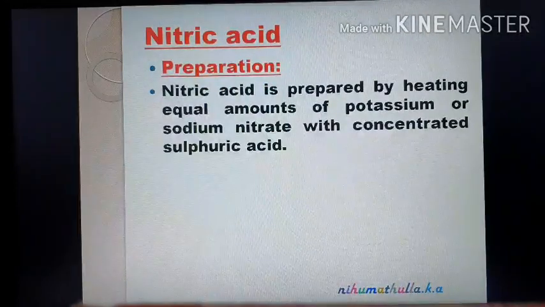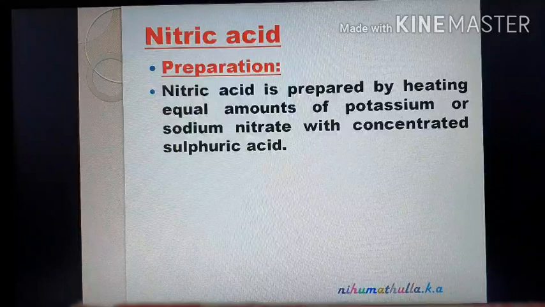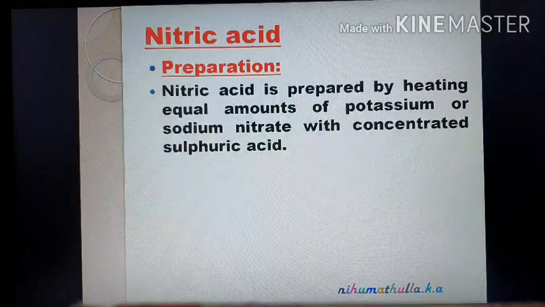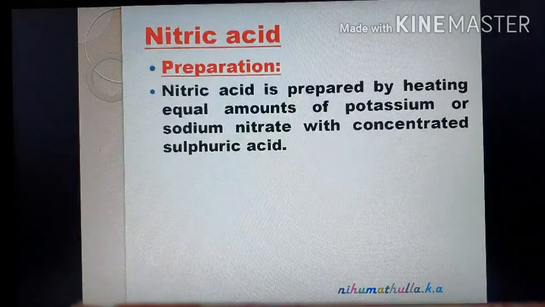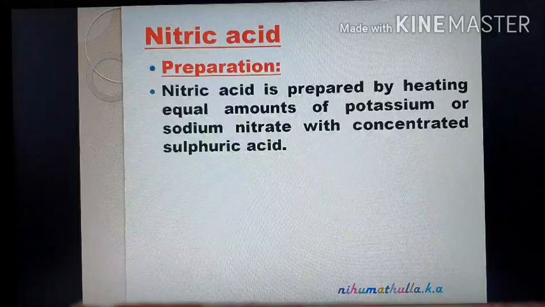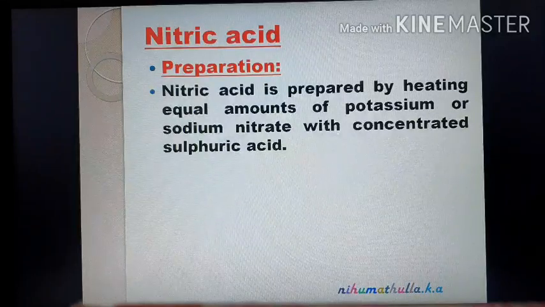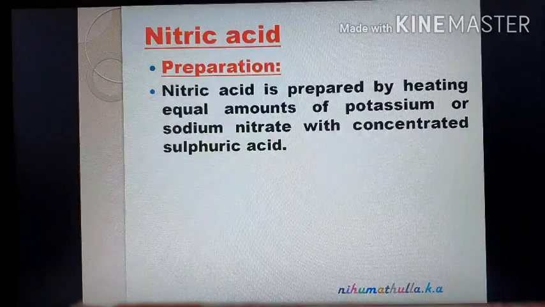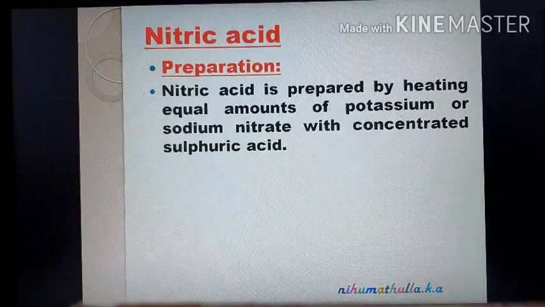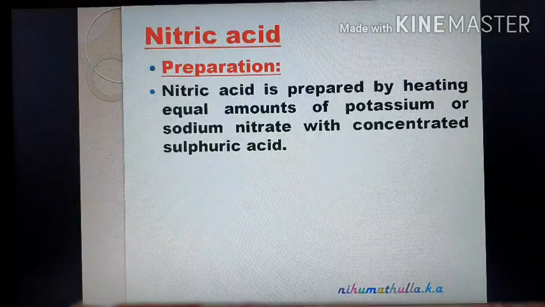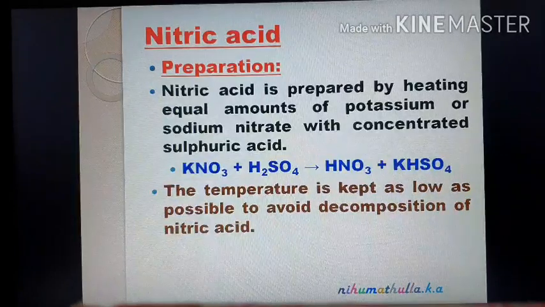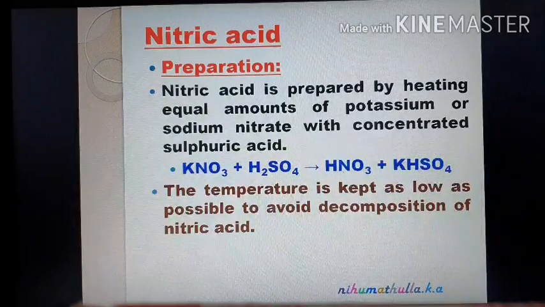Preparation of nitric acid. First method of preparation: nitric acid is prepared by heating equal amounts of potassium or sodium nitrate with concentrated sulfuric acid. We studied that sodium nitrate is also called Chile saltpeter and potassium nitrate, KNO3, is called Indian saltpeter. With concentrated sulfuric acid, H2SO4, KNO3 plus H2SO4: one H from sulfuric acid combines with the nitrate to form nitric acid, with the loss of potassium bisulfate.